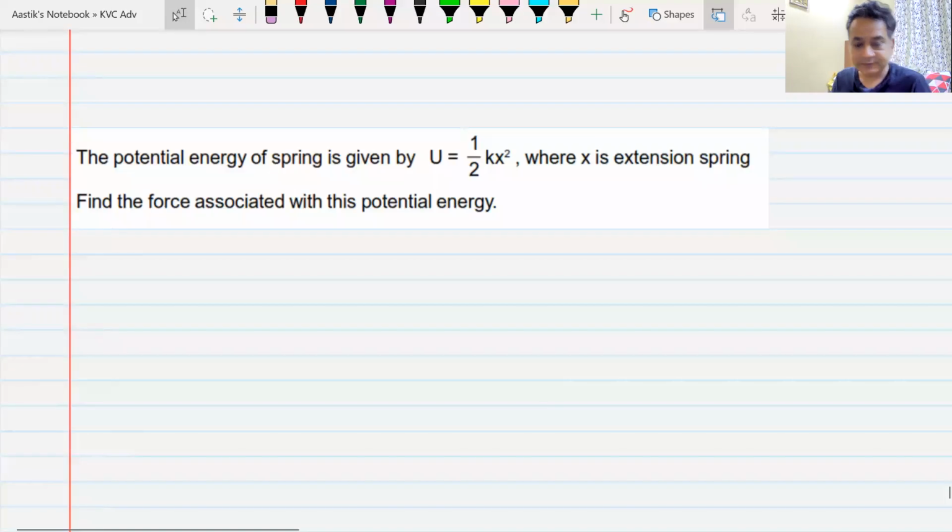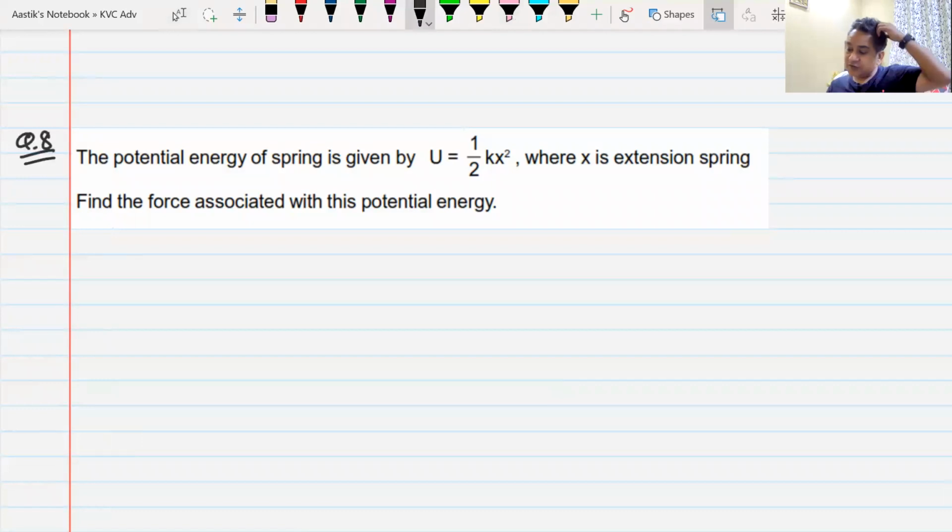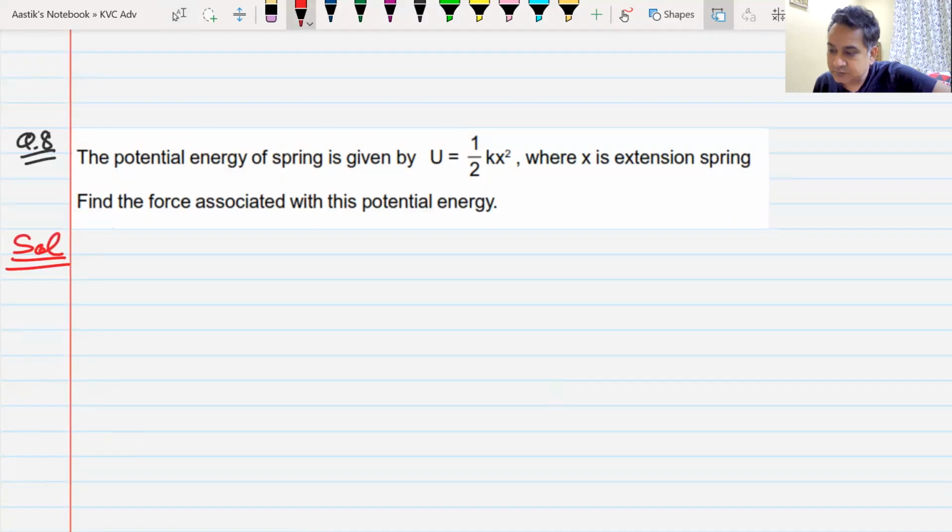Next one. The potential energy of a spring is given by half k x squared, where x is the extension of the spring. What is the force associated with this potential energy? You already know the answer, yes or no? But you can now do it with what you have learned new. Spring force, spring energy is a conservative force. So the relation between force and energy must be there. See what relation you are getting. Fatafat tell me.